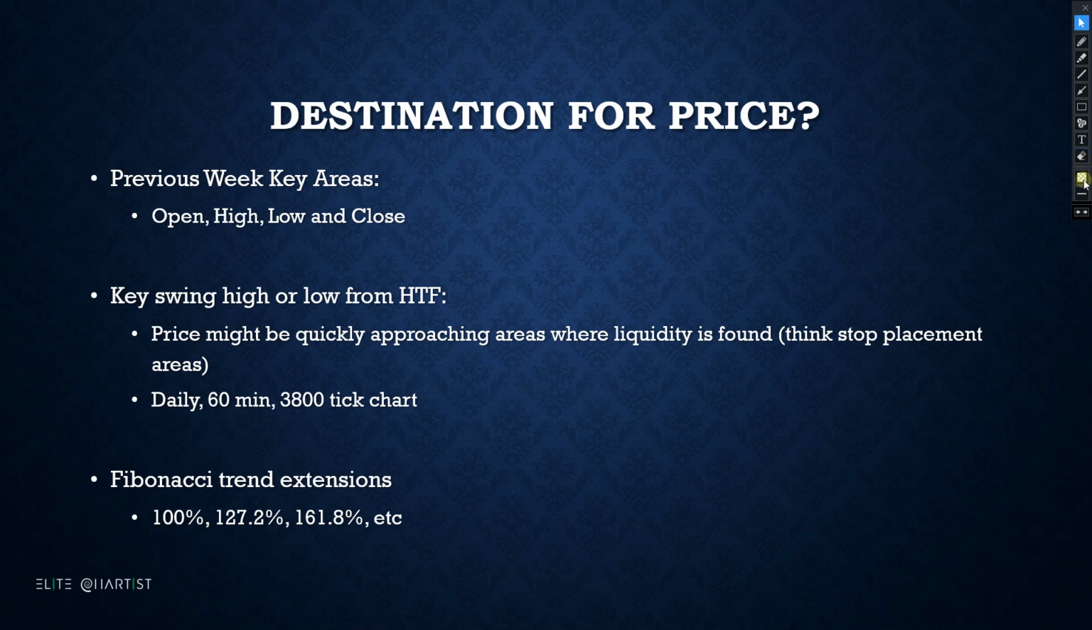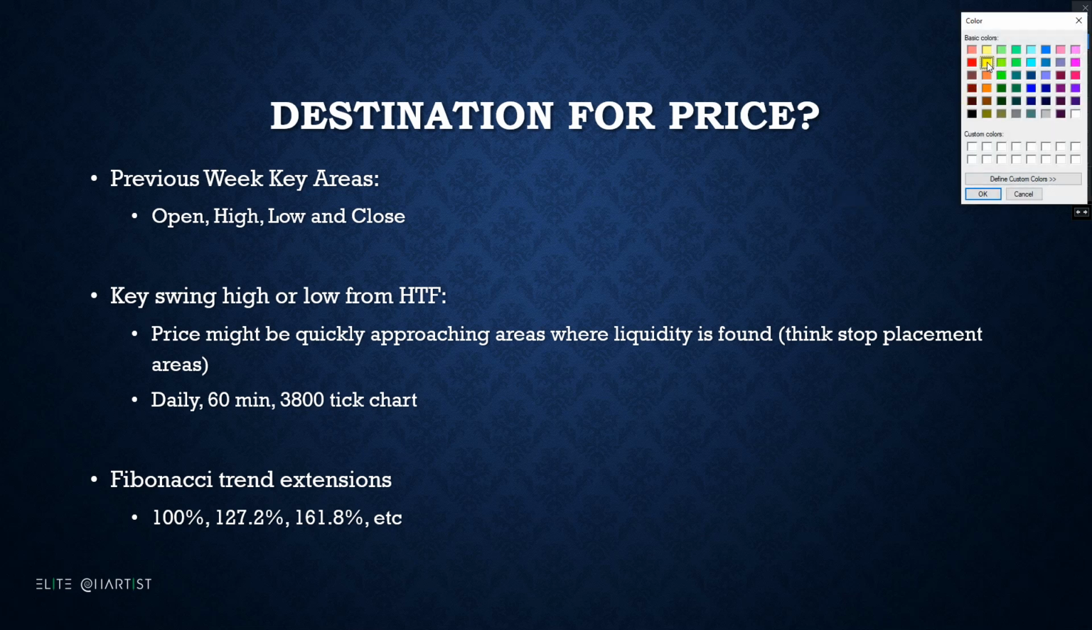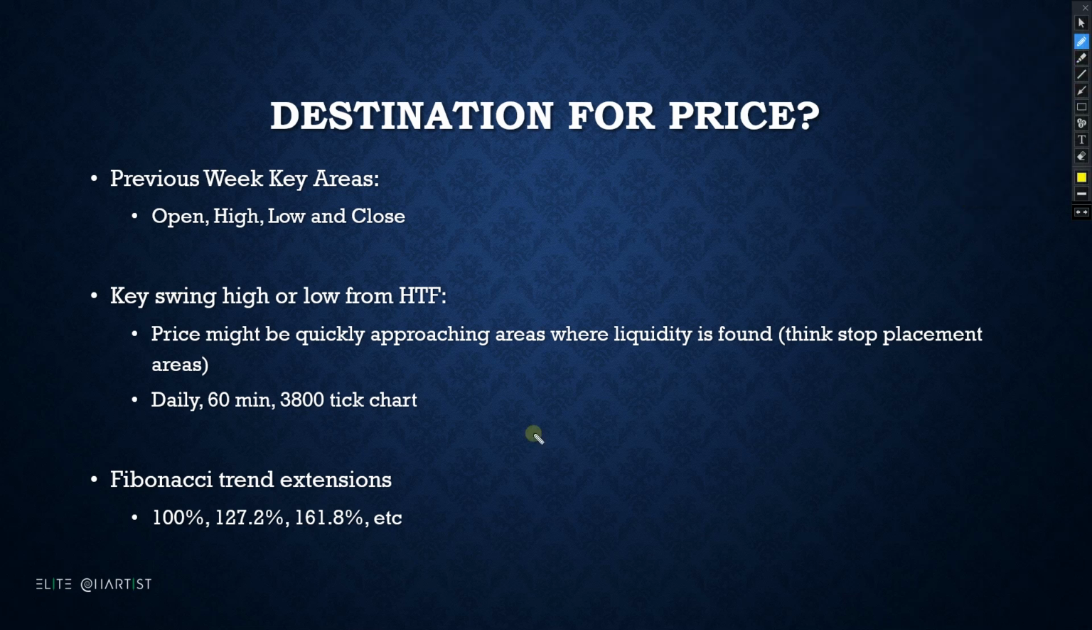Why do you pay attention to this? It's great to mark these off because think about it like this. Price is searching for liquidity. They're looking for someone basically to take the other side of their trade. And where are their beautiful orders sitting? In the obvious stop placement areas.